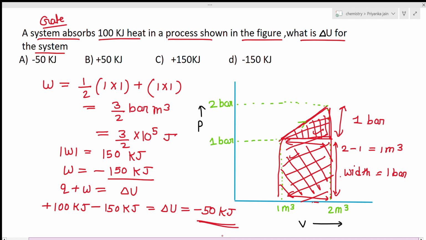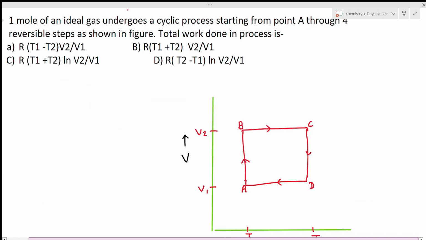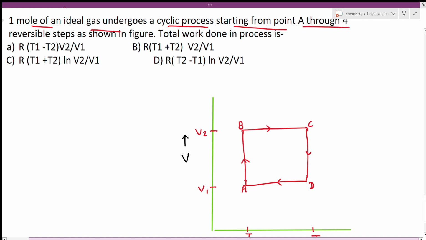Let's see the next question. See here, this is a question from the CSIR NET exam. What is the question? 1 mole of an ideal gas undergoes a cyclic process starting from point A through 4 reversible steps as shown in the figure. The total work done in the process is. We are given this figure.